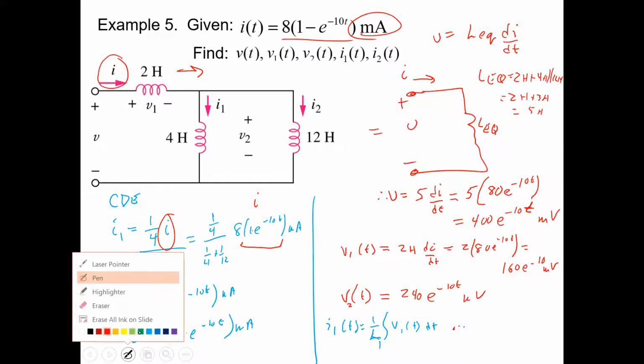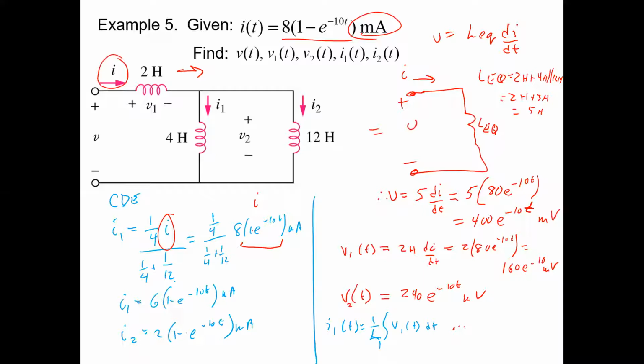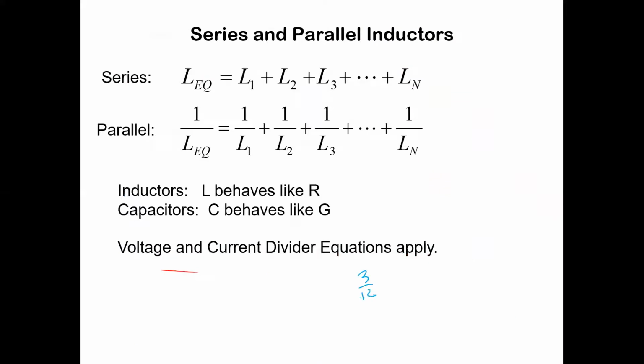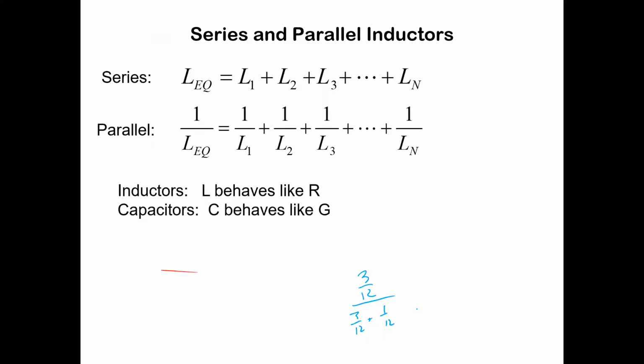And then it's 1/4 over 1/4 plus 1/12 times 8 times 6, supposedly. Let's try that out. 1/4 over 1/4 plus 1/12. That's 3/12, right? Let's do a little side calculation. 3/12 over 3/12 plus 1/12 is 3/4.